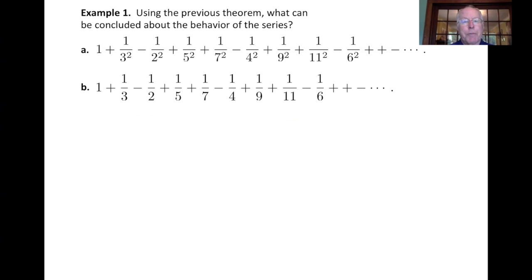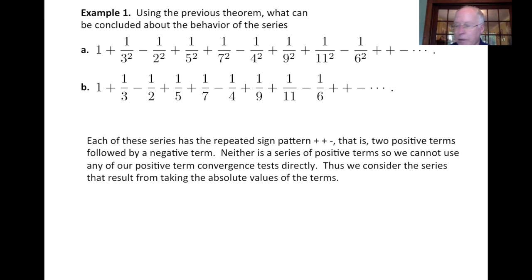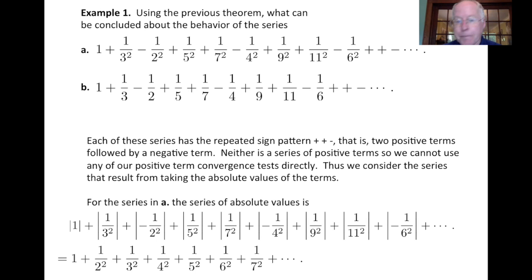Let's look at a couple of examples. So let's see what we can say about either of these series, part A, part B, using the result we just quoted here about absolute convergence. So in each case, we'll take a look at the series of absolute values. These both have strange sign patterns. They go plus, plus, minus. And again, neither series then has strictly positive terms, so we cannot use any of the positive term convergence tests that we used earlier. At least we can't use them directly.